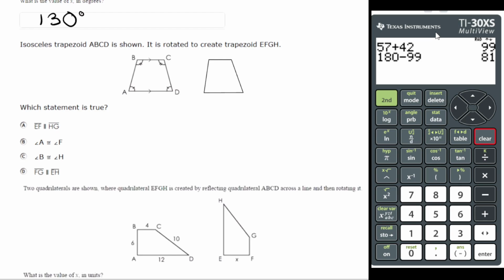All right. So A is our first letter. E is our first letter. So we're going to replace A with E. B is our second letter. F is our second letter. We're going to replace B with F. C is our third letter. G is our third letter. So we're going to replace C with G. D is our fourth. H is our fourth. Replace D with H. Which statement is true?